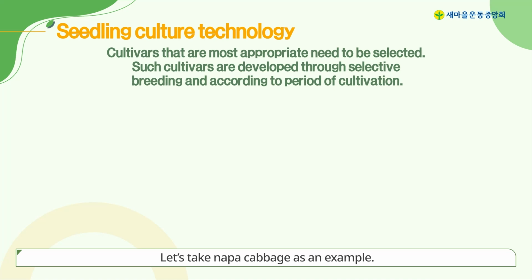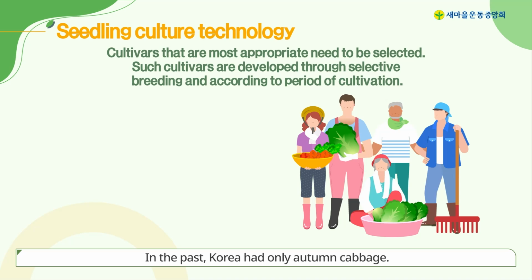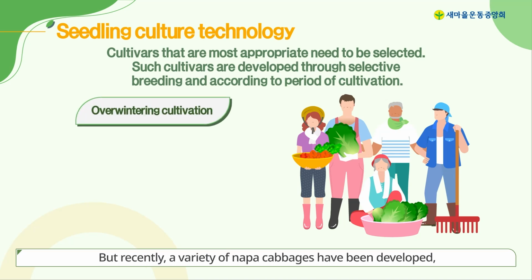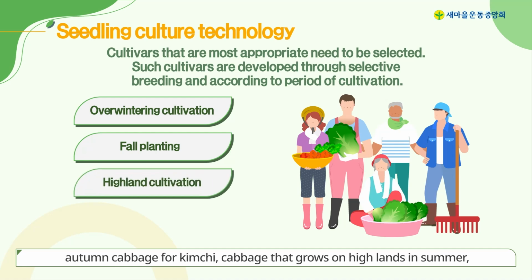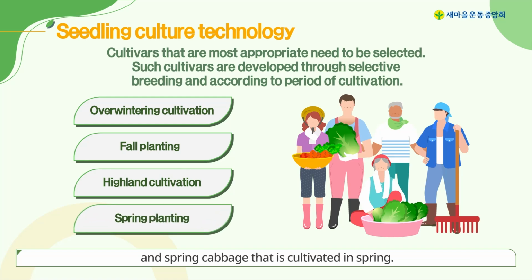Let's take Napa cabbage as an example. In the past, Korea had only autumn cabbage. But recently, a variety of Napa cabbages have been developed, such as those that can grow year-round, winter cabbage, autumn cabbage for kimchi, cabbage that grows on high lands in summer, and spring cabbage that is cultivated in spring. So we can basically cultivate Napa cabbage throughout the year by choosing from a wide range of varieties.